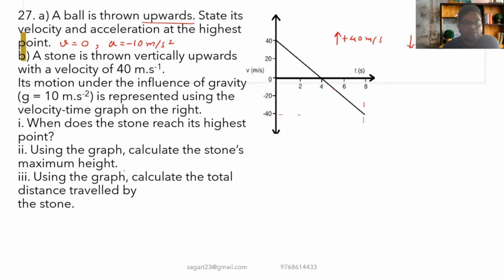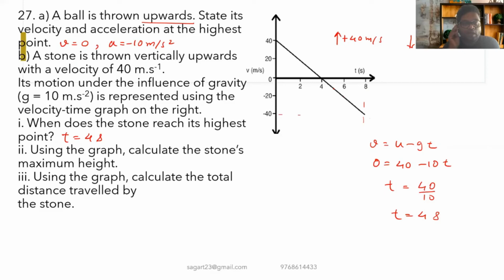Okay, now when does the stone reach its highest point? The time is equal to 4 seconds. Okay, since we are referring to the graph and taking it, you can also do the calculation. So we have V is equal to U minus GT. So U is 40, V is 0, and therefore T will be 40 upon 10 and that is 4 seconds. So that is the answer to this.